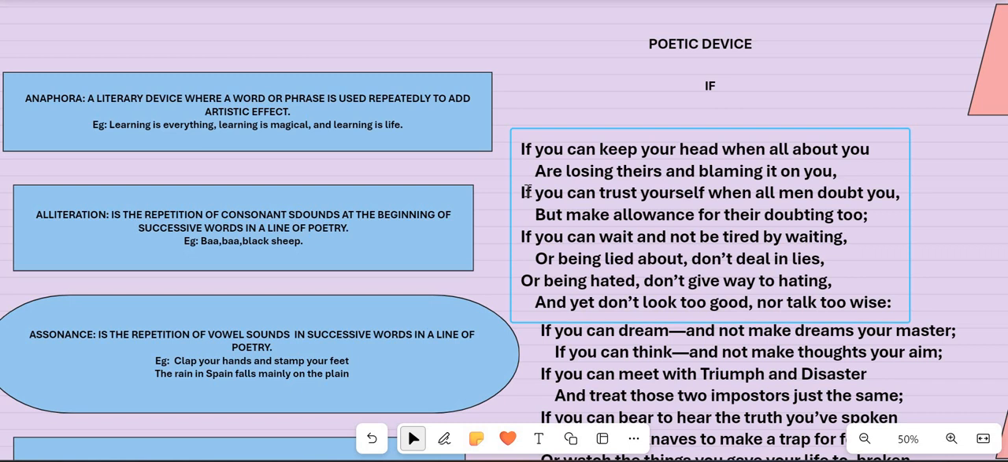Let's start with anaphora. Now what is anaphora? Anaphora is a literary device where a word or a phrase is used repeatedly to add artistic effect. So what do you do here? You insert a word or a phrase in the beginning of a line in poetry so as to attract the reader. Then we say that there we have used anaphora because we have used a word or a phrase.